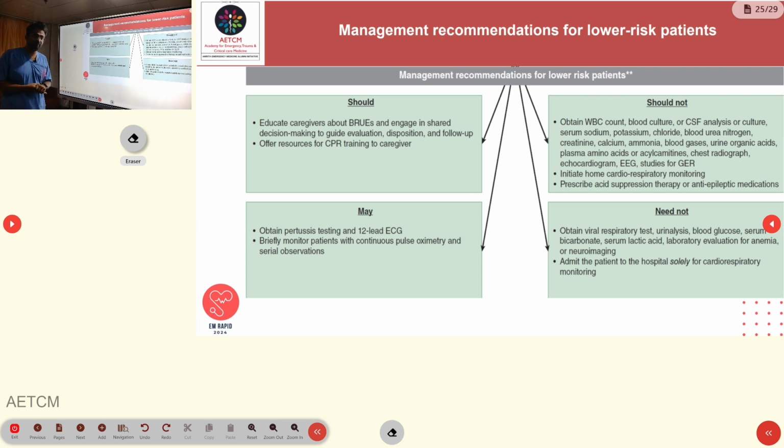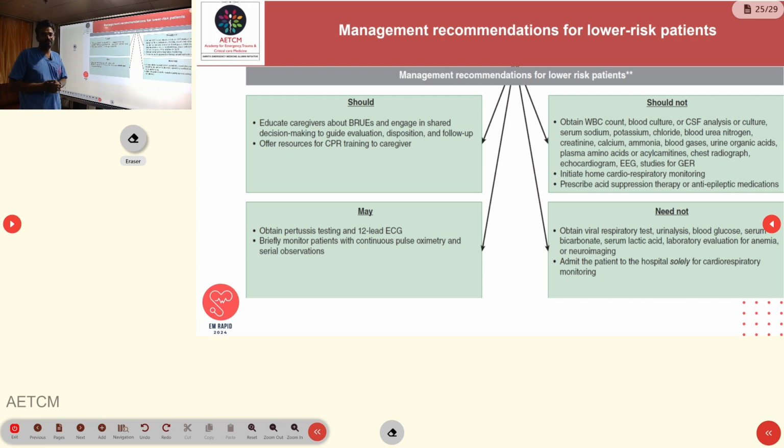Then the things that we may do include obtaining a 12-lead ECG, and we can also send for pertussis testing, as pertussis can cause BRUE. Then we can also monitor the patients with continuous pulse oximetry and observe the patient. That is the things that we may do. The things that we need not do include blood glucose analysis, urine analysis, viral respiratory panels, serum lactic acid, evaluation for anemia, neuroimaging, or admission of the patient. That we need not do.